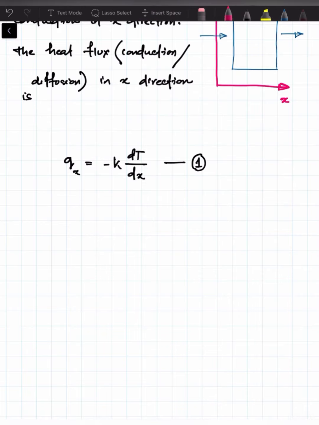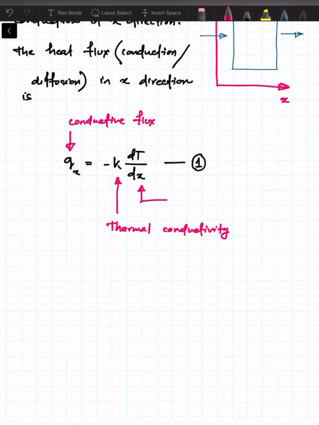In this equation, the left hand side term Qx is the conductive flux, sometimes also called diffusive flux. On the right hand side, K is the thermal conductivity of the material, solid material here, and the differential that you see is the temperature gradient. The minus sign here depicts that heat transfer happens in the decreasing direction of temperature.